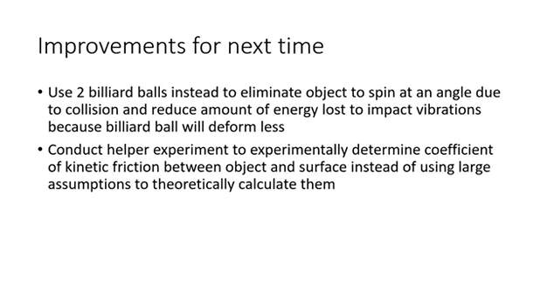Some ways I can improve this experiment to reduce this error would be to use two billiard balls instead to eliminate the object spinning due to the angle of the collision, and to reduce the amount of energy lost to impact vibrations because the billiard ball will deform less. Additionally, I could also conduct a helper experiment to experimentally determine the coefficient of kinetic friction between the object and surface instead of just using large assumptions to theoretically calculate it.